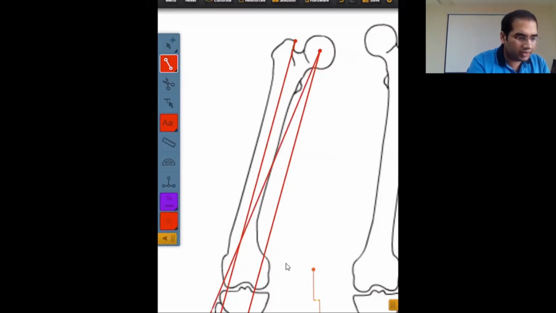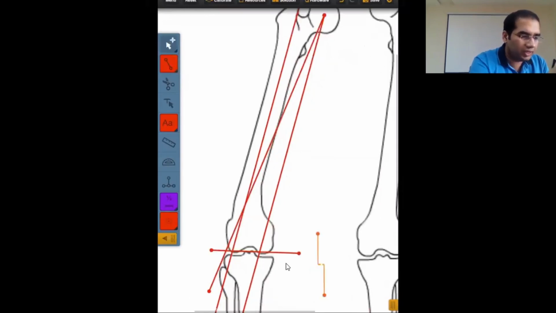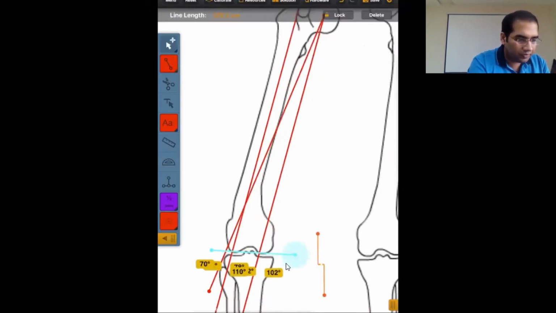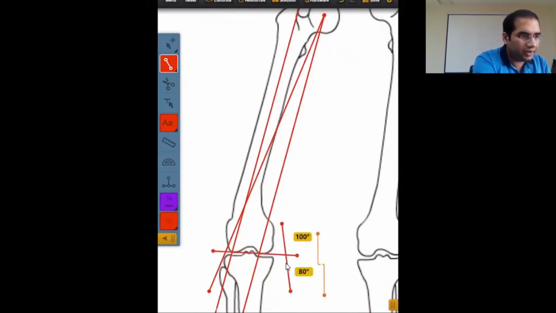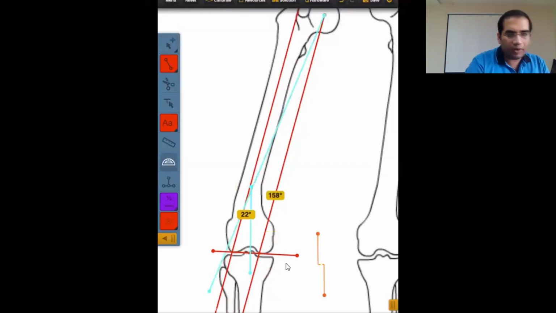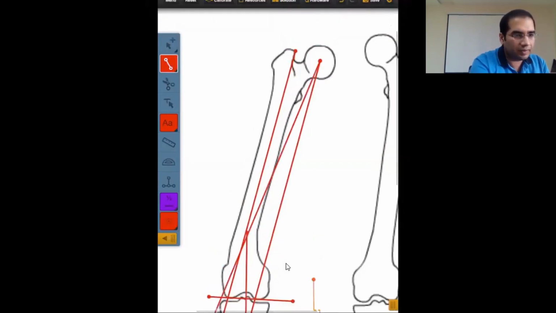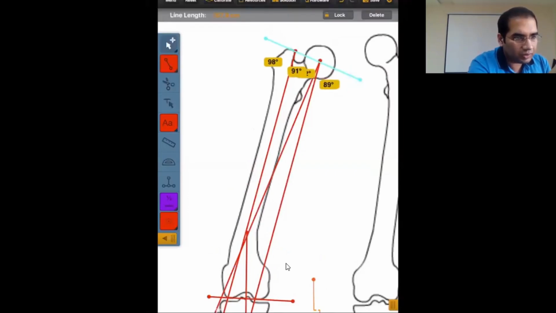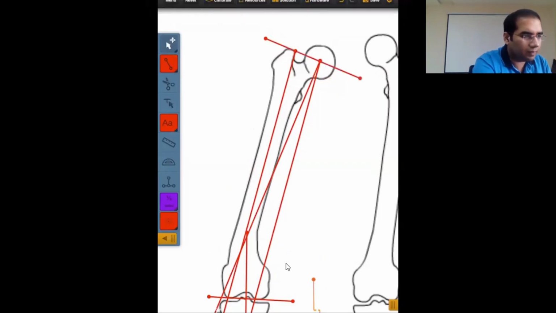Now the other part is very simple. I simply draw the joint orientation line of the distal femur. I am going to draw a line at 88 degrees on the distal femur, and this is going to give me my CORA. Okay, 22 degrees. As I told you, since in this case there is no deformity in the upper femur, I can counter check this as well.